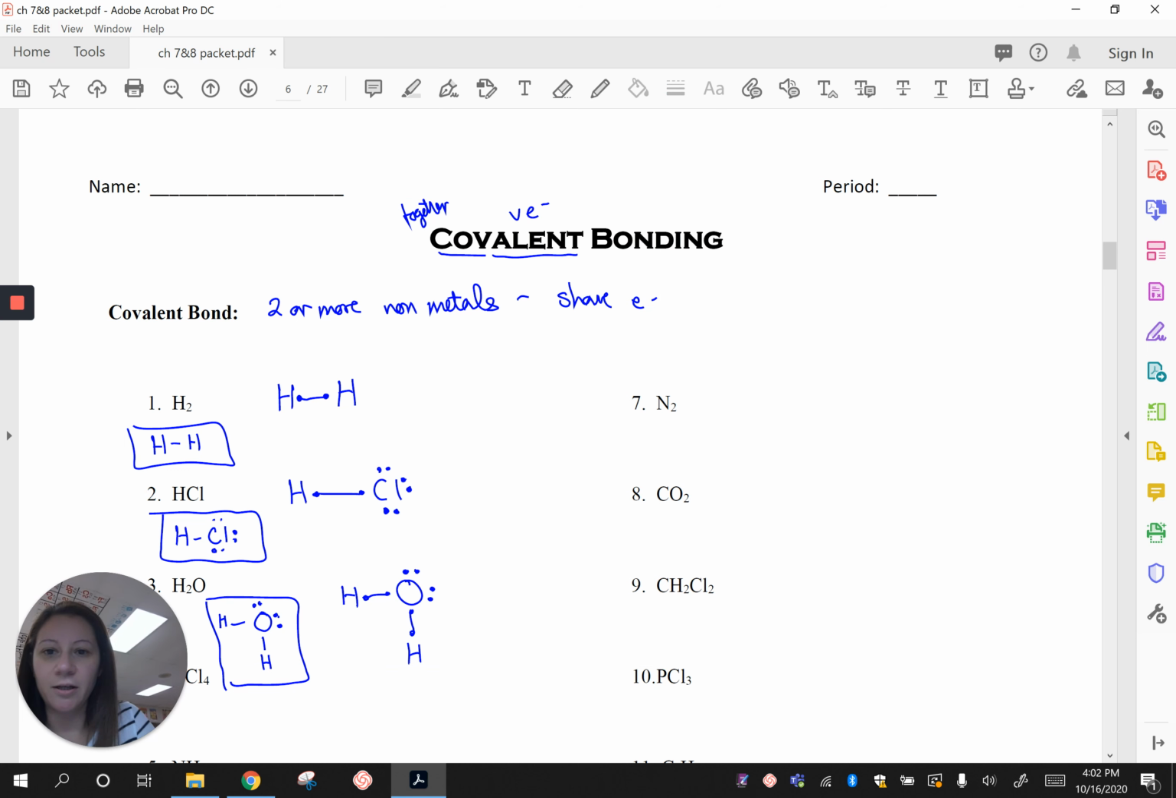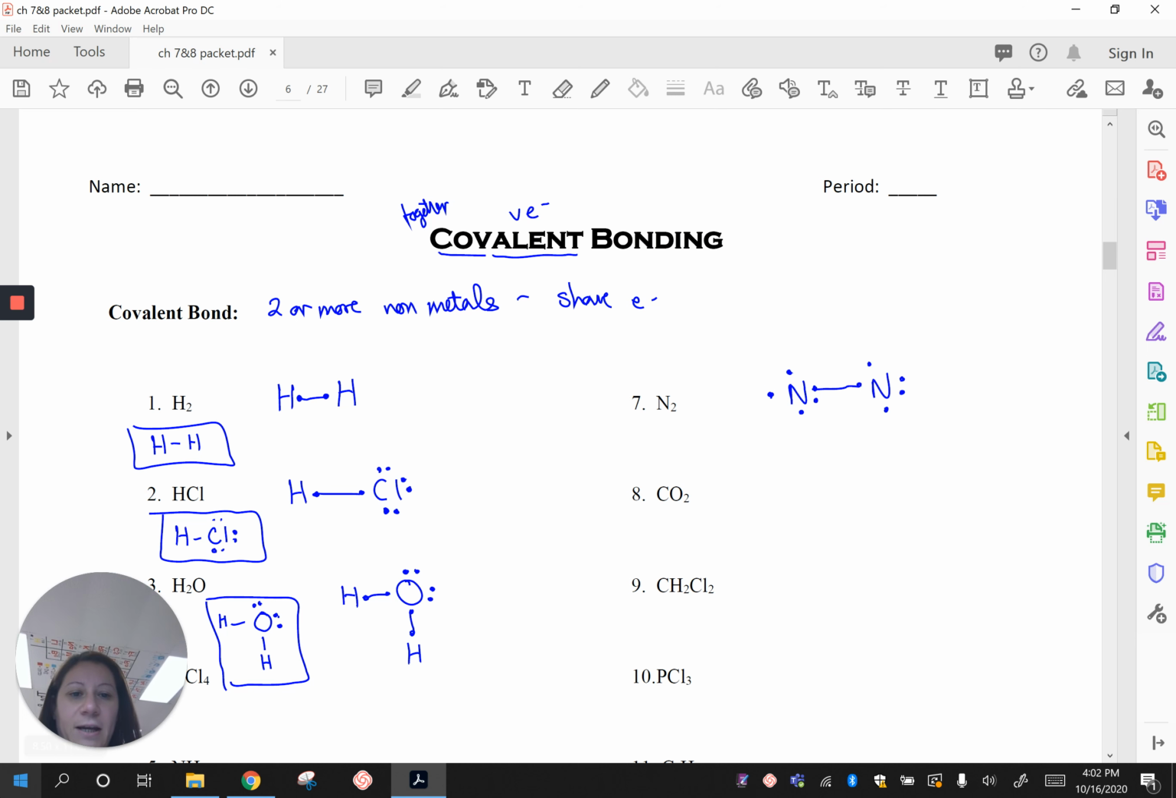Okay, let's try maybe nitrogen. So N2. We have 2 nitrogen atoms, each with 5 valence electrons. So 1, 2, 3, 4, 5. 1, 2, 3, 4, 5. Connect once, and let's count.